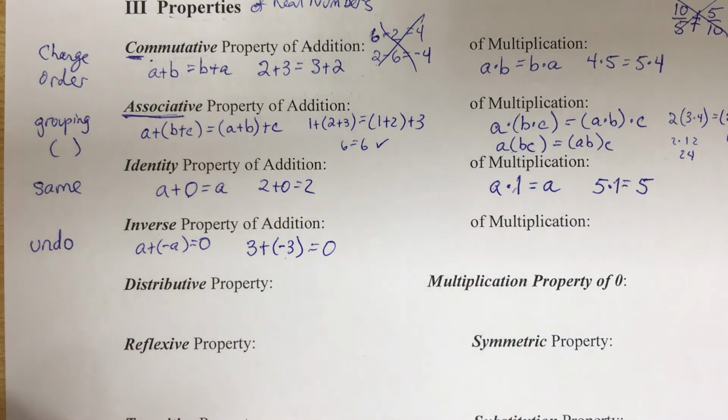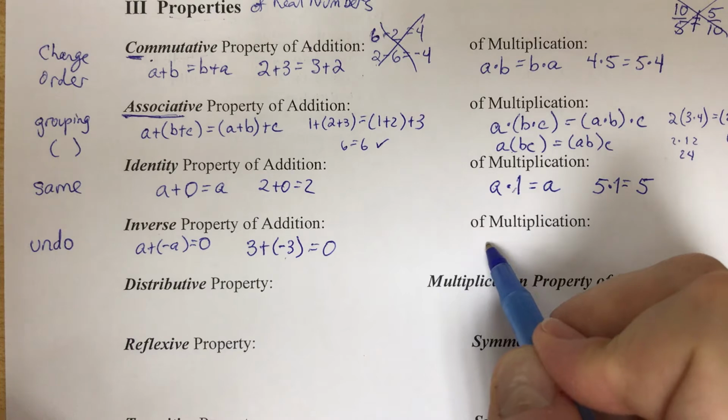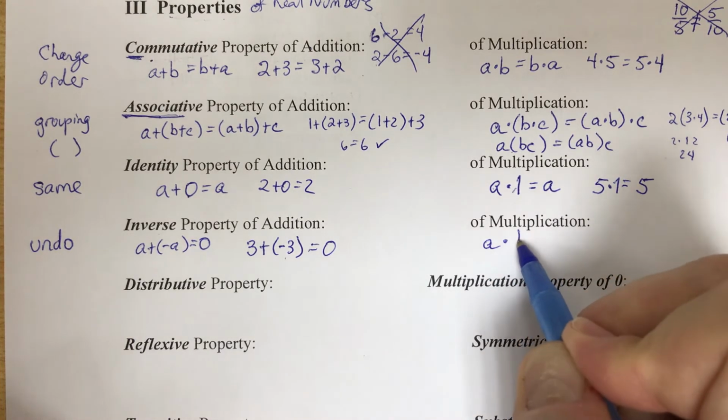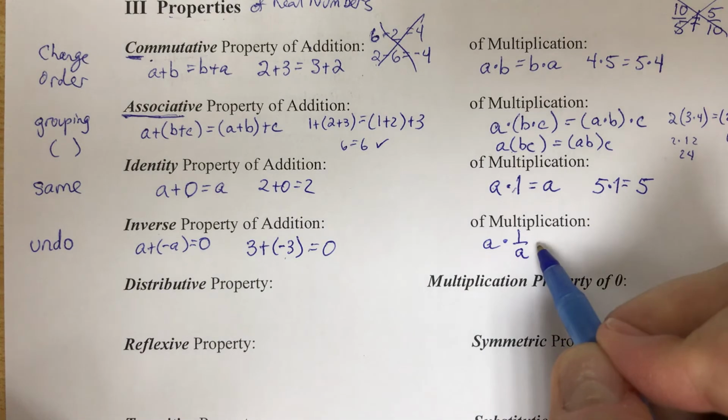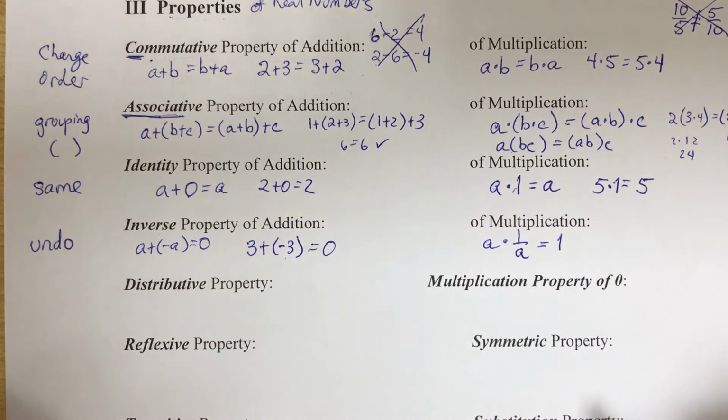Now for multiplication, it's a little different. It's A times the reciprocal, which is 1 over A, and that gives us 1.